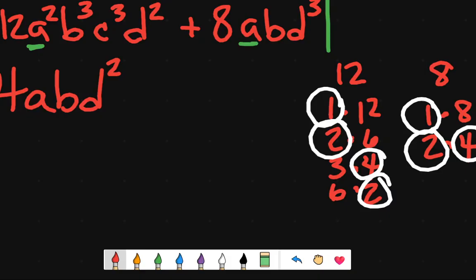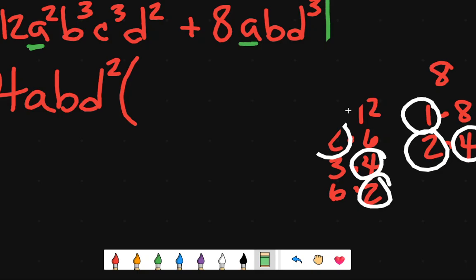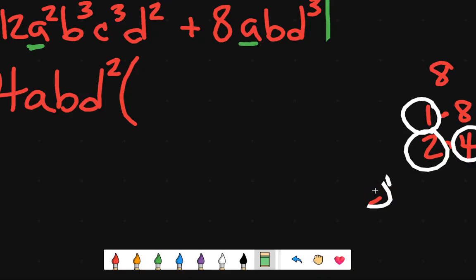Now we go to the process of saying, what do we multiply 4abd to the second power by to get what we have above it? Okay? So let's clear up some space here, and we're going to put that together inside the parentheses. All right, let's do it. So what do we multiply 4 by to get 12? What number times 4 gives you 12? If you said 3, you will be correct.